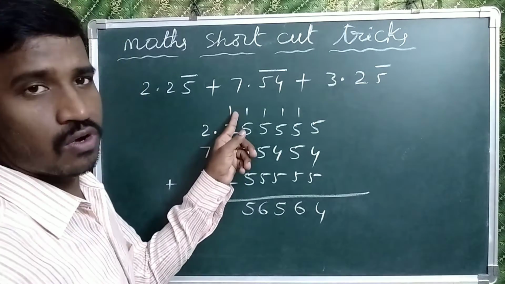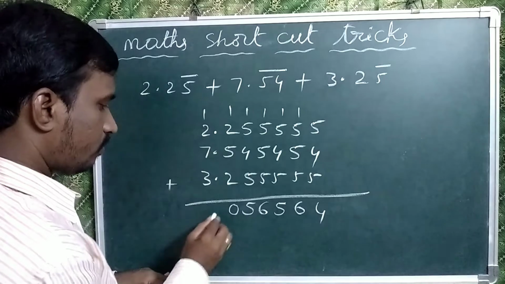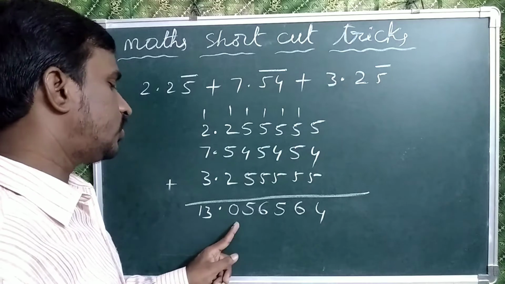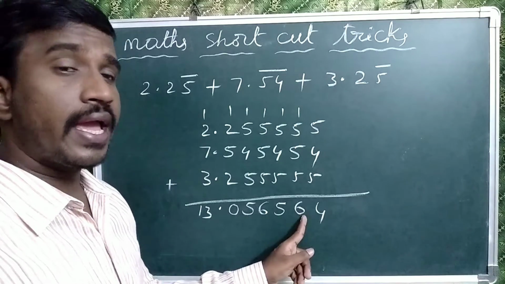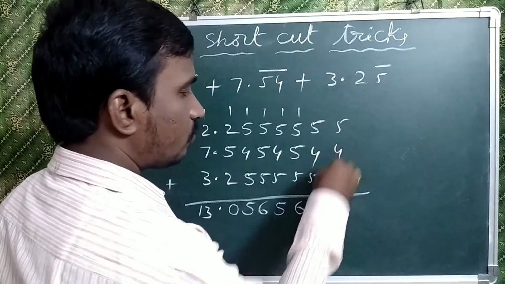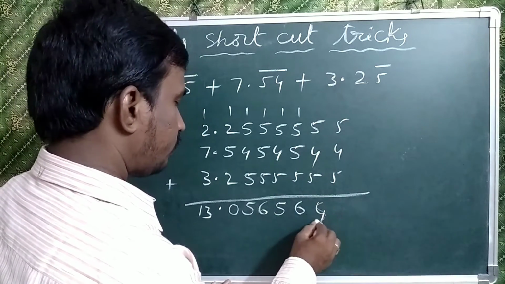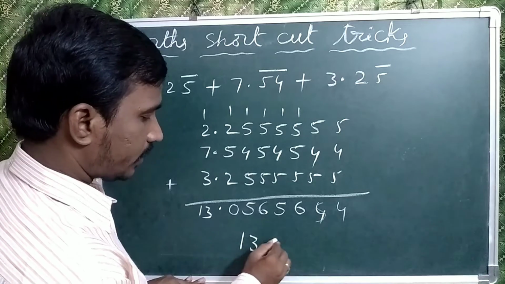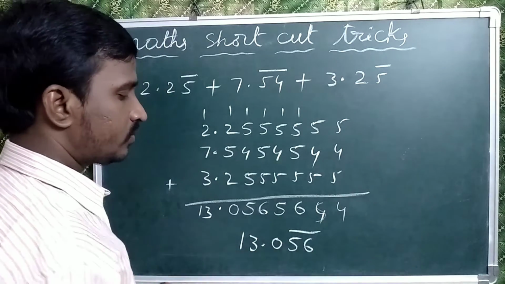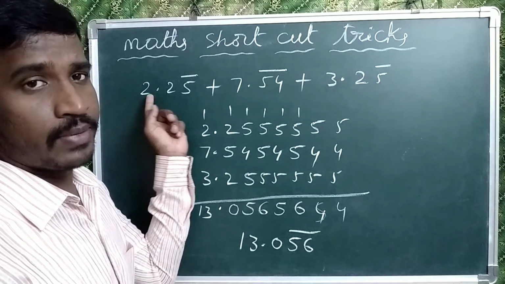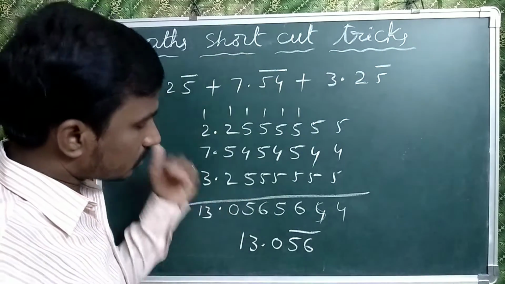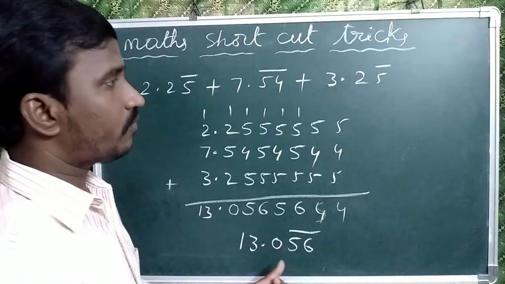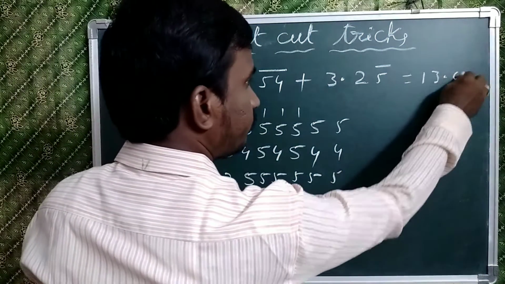5 plus 4 is 9, plus 1 is 10. So 0, carry 1, and 10 plus 3 is 13. So we get 13.05656, and again 5656 repeats, because here 5 and here 4. That's why our answer will be 13.056 bar, because it is a mixed non-terminating repeating decimal. Our answer is also a mixed non-terminating repeating decimal, so 13.05 bar will be our answer.